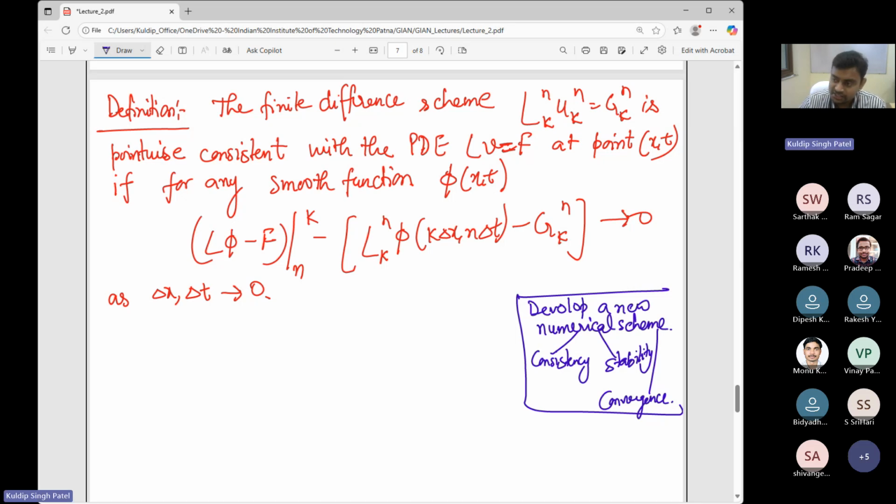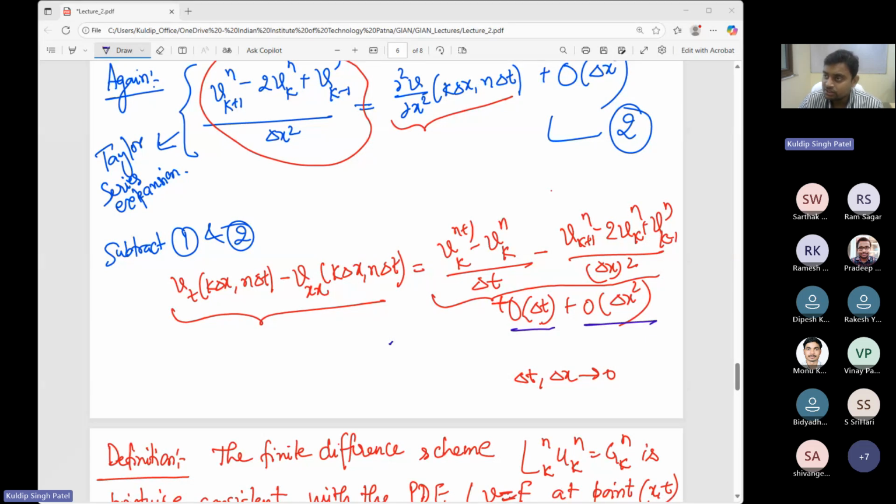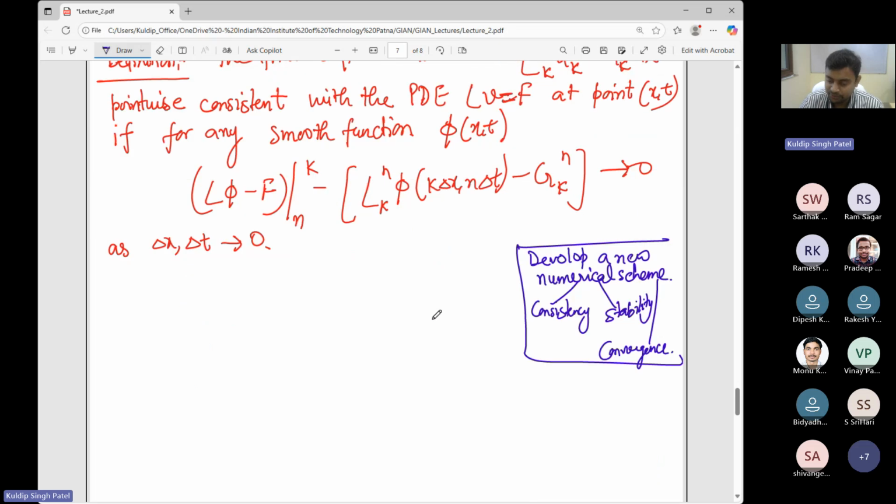And how will you prove consistency? This is the simplest idea, using Taylor series expansion. Whatever discrete version you have taken, just expand it, and there will be some terms of delta t and delta x square. If delta t and delta x square tend to 0, your discrete version should converge to the continuous version in the layman sense. And I have also provided you the definition.